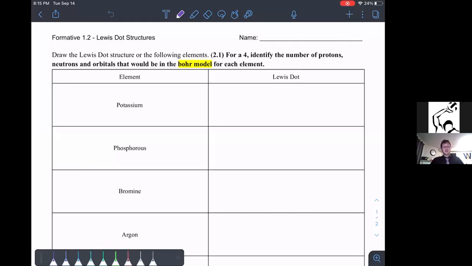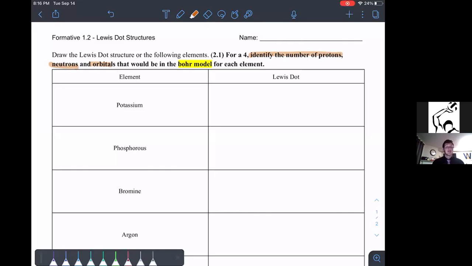And if we look at it, this one says we're drawing the Lewis dot structures for the following elements. And if we wanted to go for that 4, we need to identify the number of protons, neutrons, and the orbitals. And we can identify the electrons as well. I know it says it in the rubric and it doesn't say it up top. So if you didn't do that, that's okay.